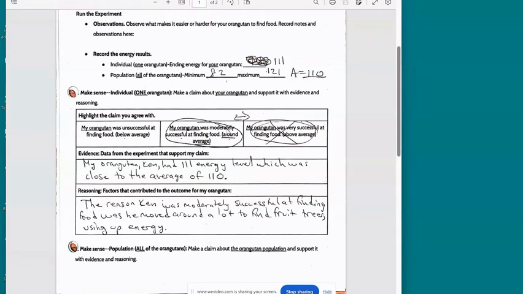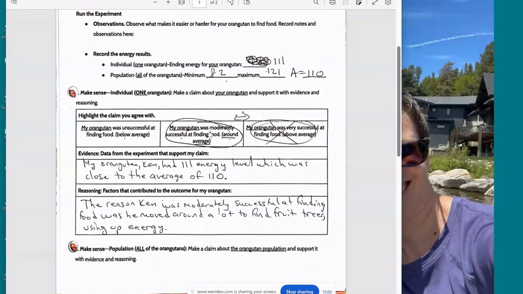So then we had a conversation about how we felt about this orangutan because its number was 111, which is close to the average. The range was really small. So at first we thought maybe it was very successful. But we decided it was too close to the average. So we decided it was moderately successful. It was around average. Once you circle your claim, then you're going to write your evidence.